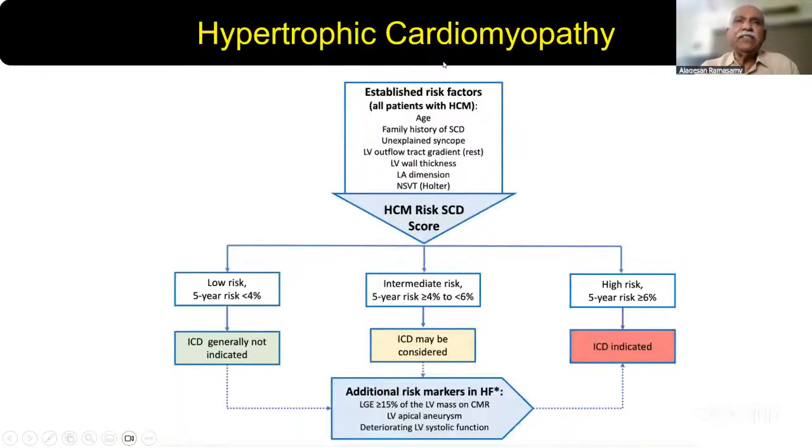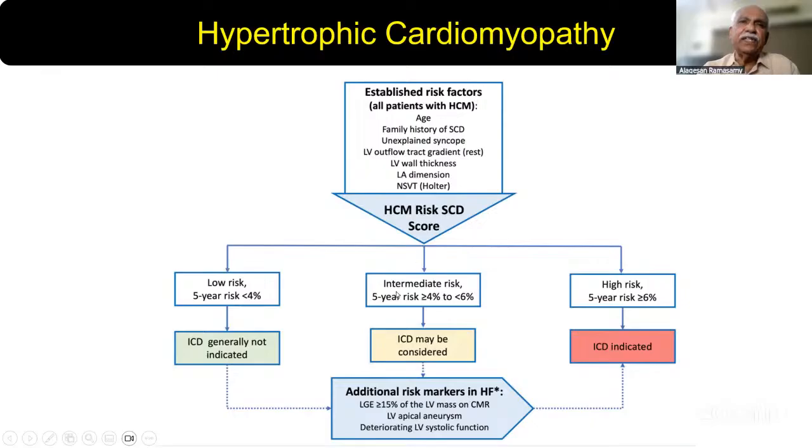In any patient with hypertrophic cardiomyopathy, we have to go through the risk of sudden death. You have to assess the risk of sudden death by looking at the left ventricular wall thickness, non-sustained ventricular tachycardia in the Holter, unexplained syncope, or family history of sudden cardiac death. These are the four parameters which are more important for assessing the risk of sudden death.